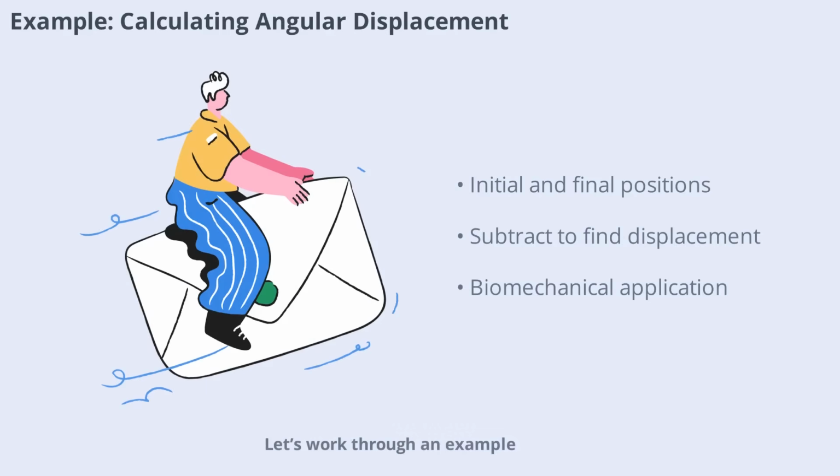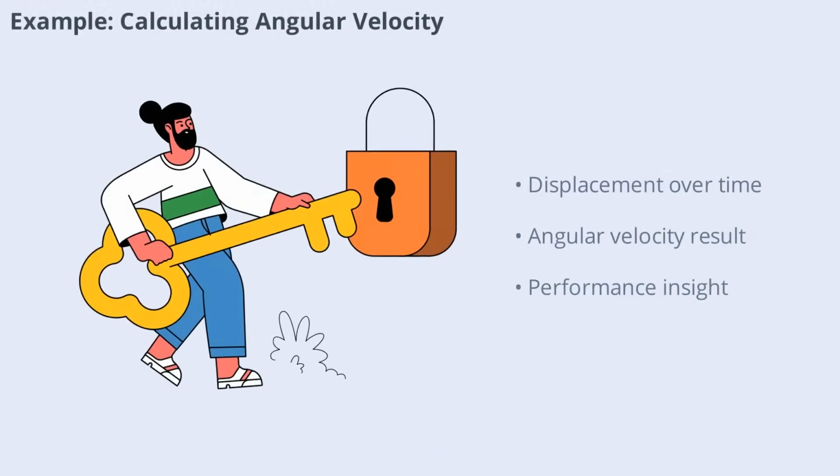Let's work through an example. Suppose a gymnast rotates her arm from an initial position of 30 degrees to a final position of 150 degrees. The angular displacement is the difference between these two angles, which is 120 degrees. This simple calculation illustrates how to determine the net change in angle during a movement, a fundamental step in biomechanical analysis.